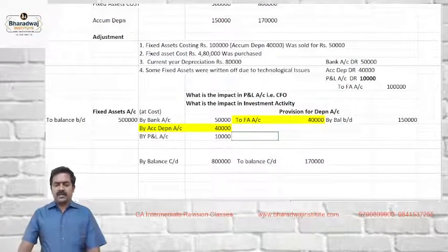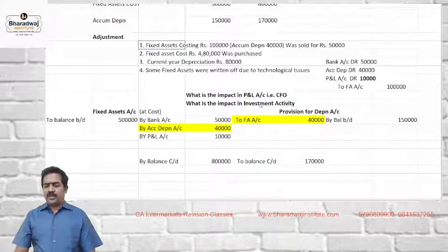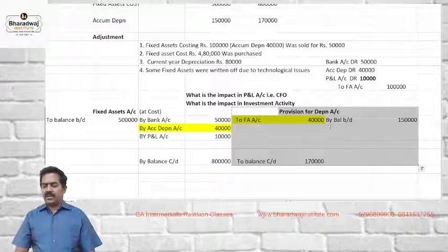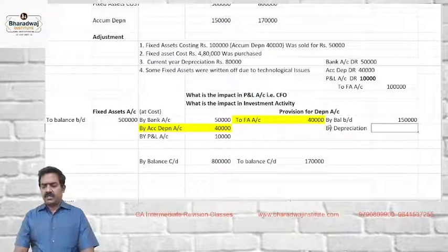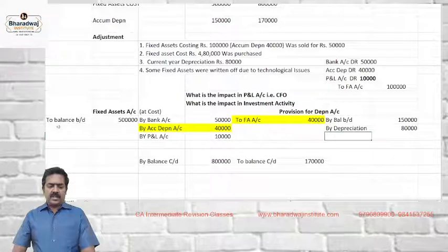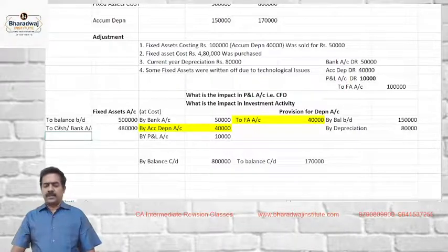Next. What is the entry for current year depreciation? When you maintain a provision for depreciation account, it will be depreciation account debit to provision for depreciation. What is the depreciation for the current year? 80,000 we charged. We are given the purchase of assets also. What is the purchase of fixed assets given? 4,80,000.